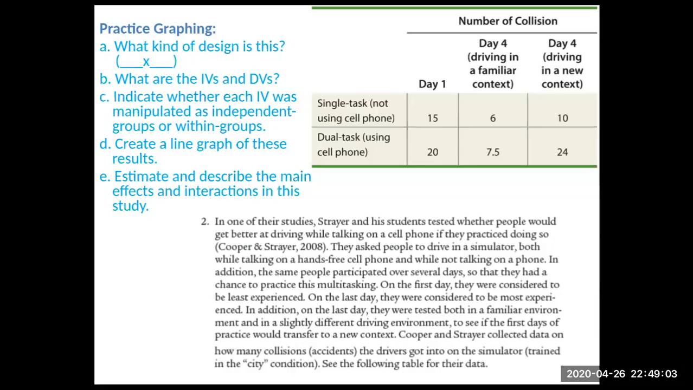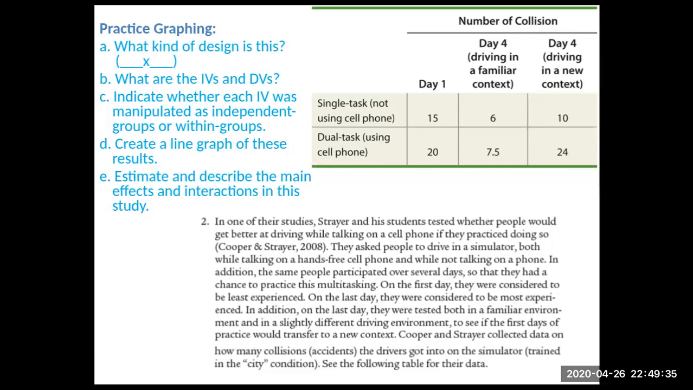Cooper and Strayer collected data on how many collisions or accidents the drivers got into on the simulator, trained in what they called the city condition. So we know that there are two IVs. We have cell phone use and we have day or driving day. In this case, we don't see a 2 by 2. And remember, we only have two variables, so it's only going to be two numbers as you see.